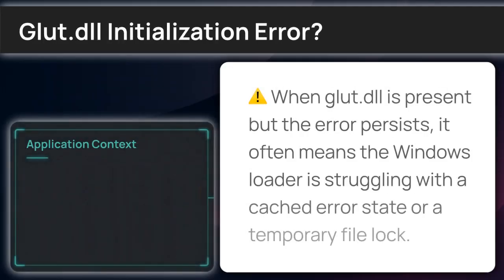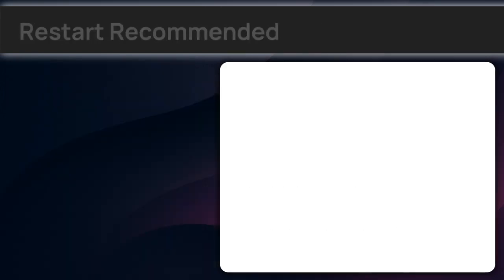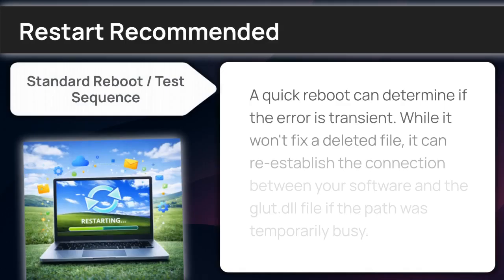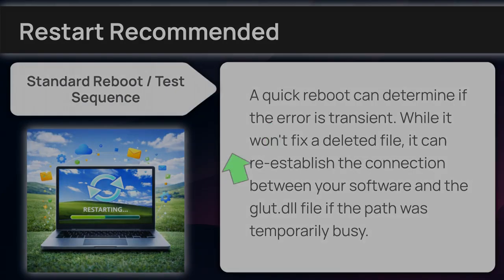If the setup package didn't provide a resolution, we need to look under the hood at how your system handles current session configurations. A quick reboot can determine if the error is transient. While it won't fix a deleted file, it can re-establish the connection between your software and the OpenGL Utility Toolkit file if the path was temporarily busy.